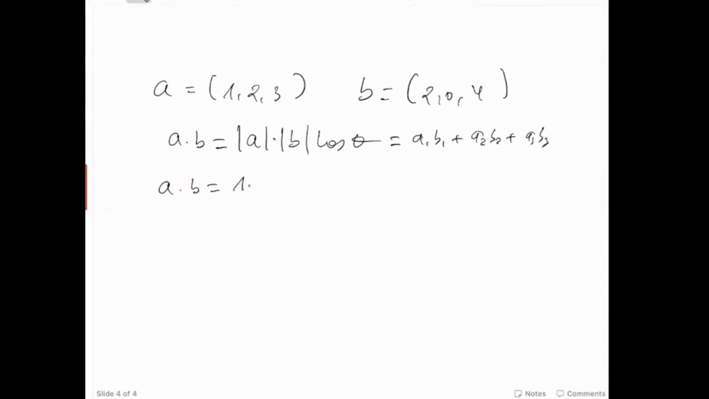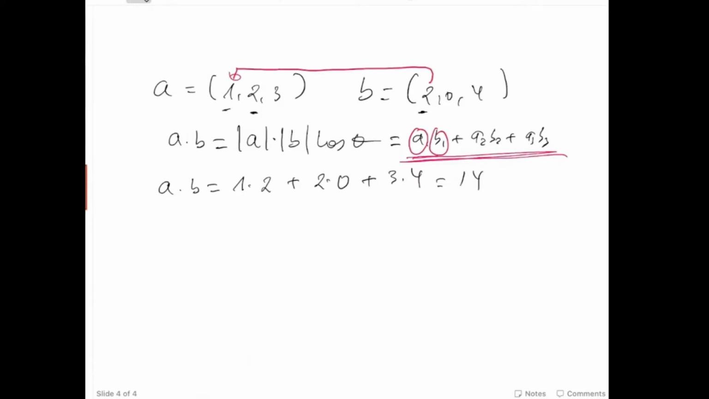That means we can actually say if we take a dot b, that should be equal to 1 times 2, plus 2 times 0, plus 3 times 4. This is equal to 14. So you take the first element times the first element, and the second element times the second element, and the third element times the third element to get the scalar product.